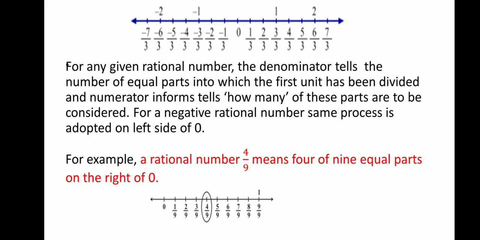So between 0 and 1, I need to divide this unit into 9 equal parts, and out of those 9 equal parts I need to consider the fourth part. So it will be 0, 1 over 9, 2 over 9, 3 over 9, 4 over 9, 5 over 9, 6 over 9, 7 over 9, 8 over 9, 9 over 9, that is equal to 1. And out of this, the rational number which I need to consider is 4 over 9. I will mark it with a circle, as shown on the number line here.